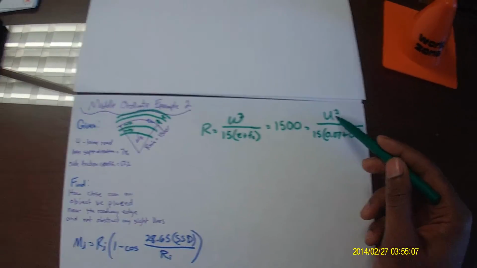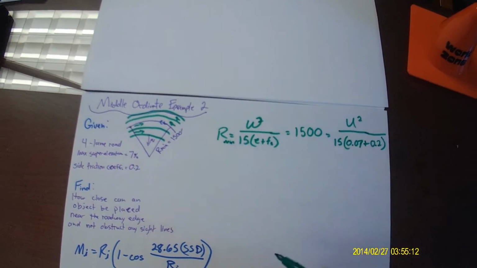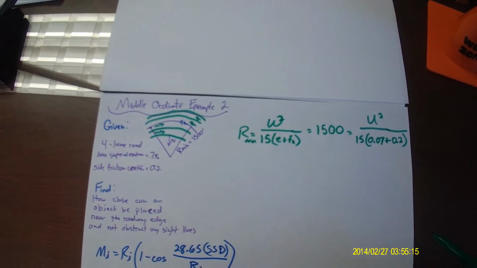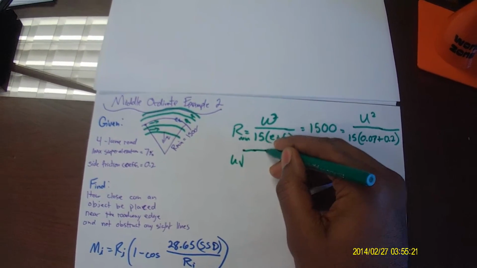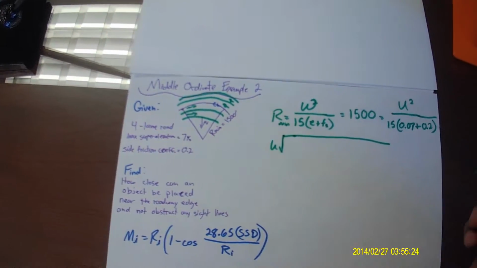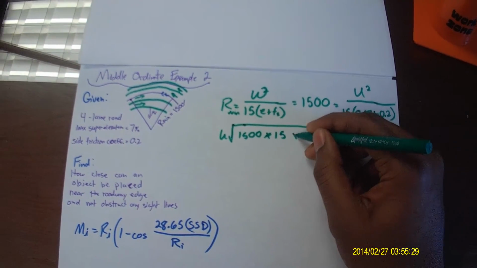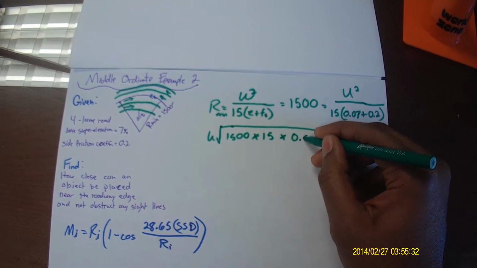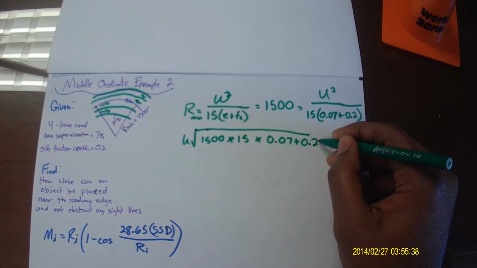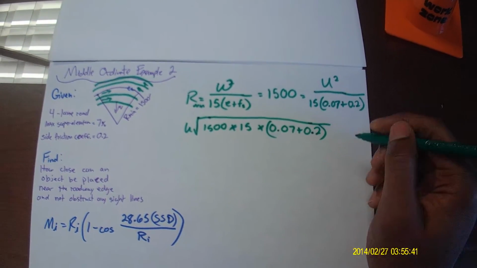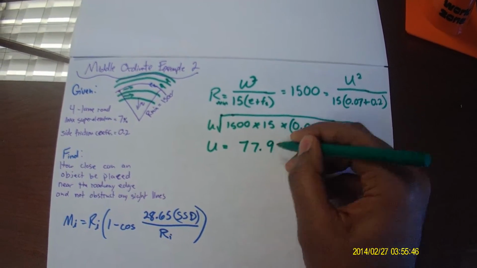So right then and there, you can figure out, or at least estimate, what your speed is, knowing what your R min is, which was given to you. From that, we can figure out that our speed is equal to the square root of 1,500 times 15 times the 0.07 plus 0.2. You end up finding out that our speed is just about 77.9.